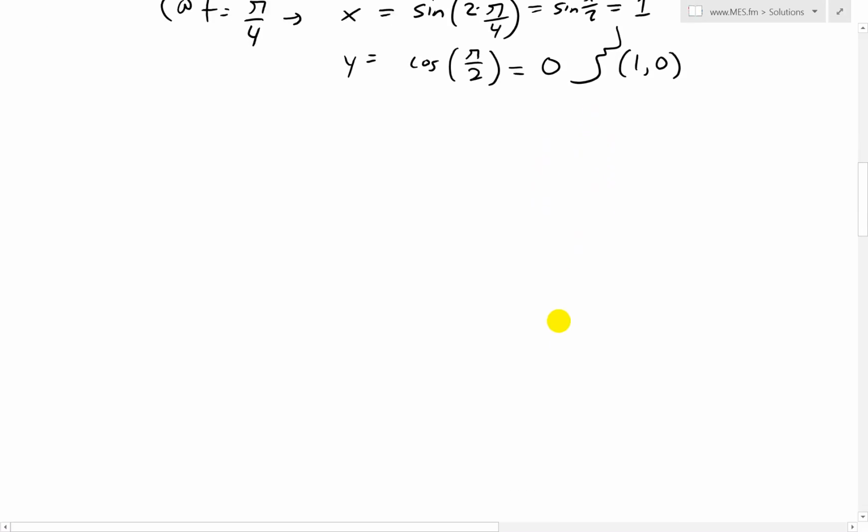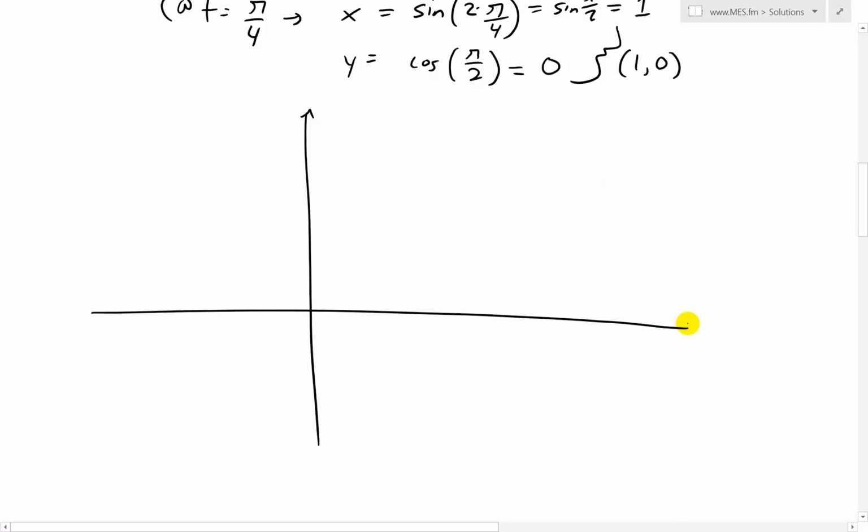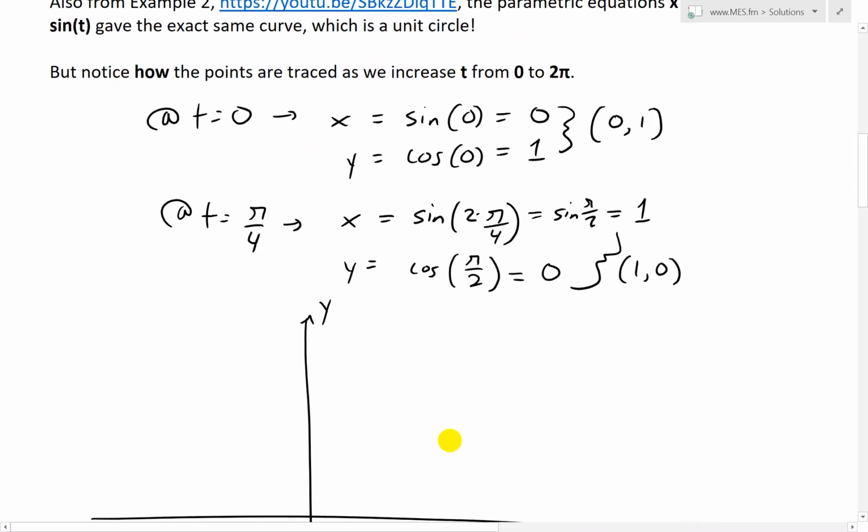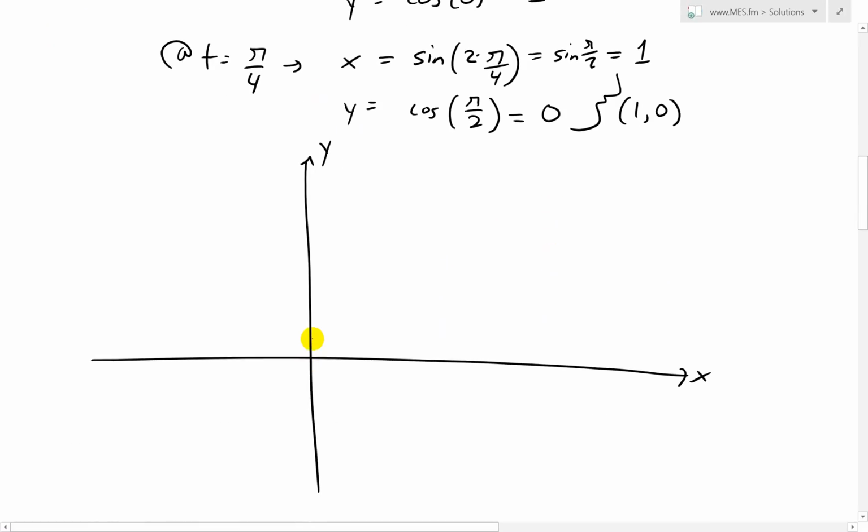If we were to graph this out, we get something that looks like this. This is our x, this is our y. Our first starting point at t equals 0 is 0 and 1, so in other words 0, 1 here, and we'll write this as t equals 0.